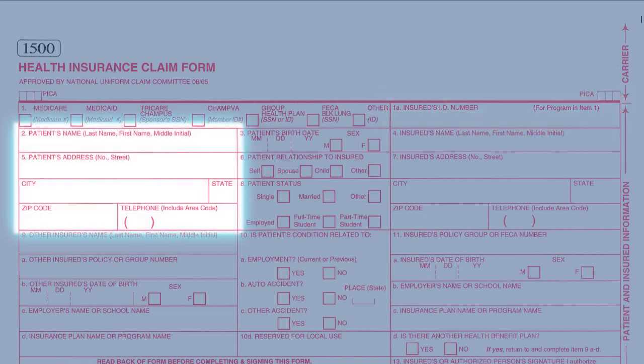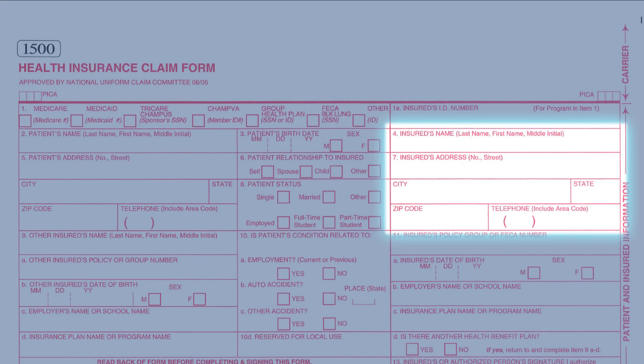Fields 2 and 5 capture patient name and address and must be completed. The only optional field is telephone number. Fields 4 and 7 will contain the same name and address as fields 2 and 5. Although the name on the insurance card may be the mother or father's name, recent changes dictate that the patient be the policyholder, so enter the patient's name and address here.